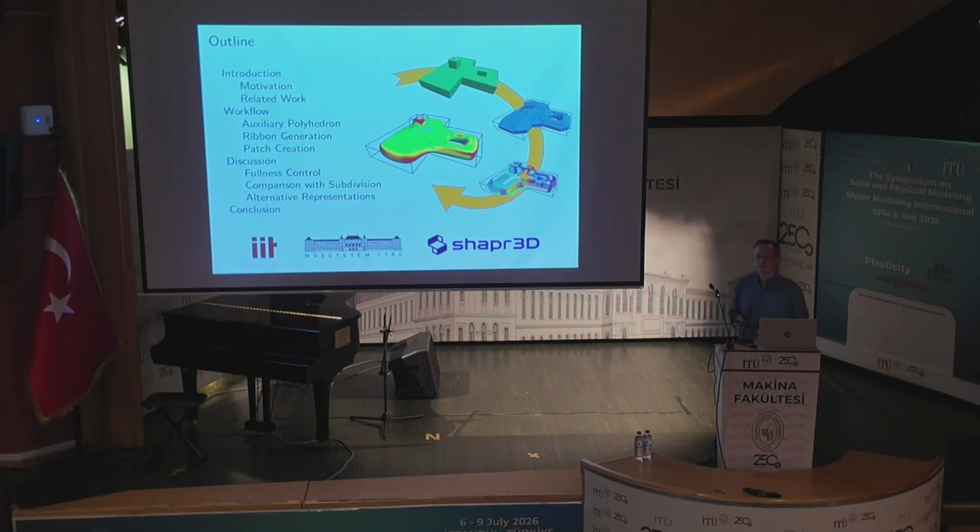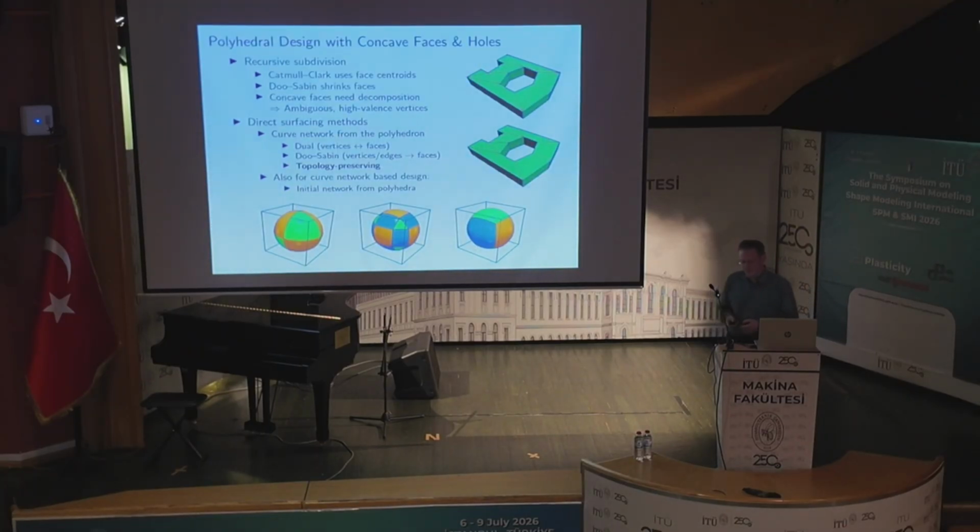Let me give you some motivation first. This is about polyhedral design, and polyhedral design is usually associated with recursive subdivision, for example, Catmull-Clark or Do-Sabin. But these methods are not really applicable when the polyhedron has faces that are concave or have internal holes. For example, Catmull-Clark uses the face centroids to create new vertices, and Do-Sabin shrinks the faces. So this makes these procedures hard to use when you have concave faces or holes.